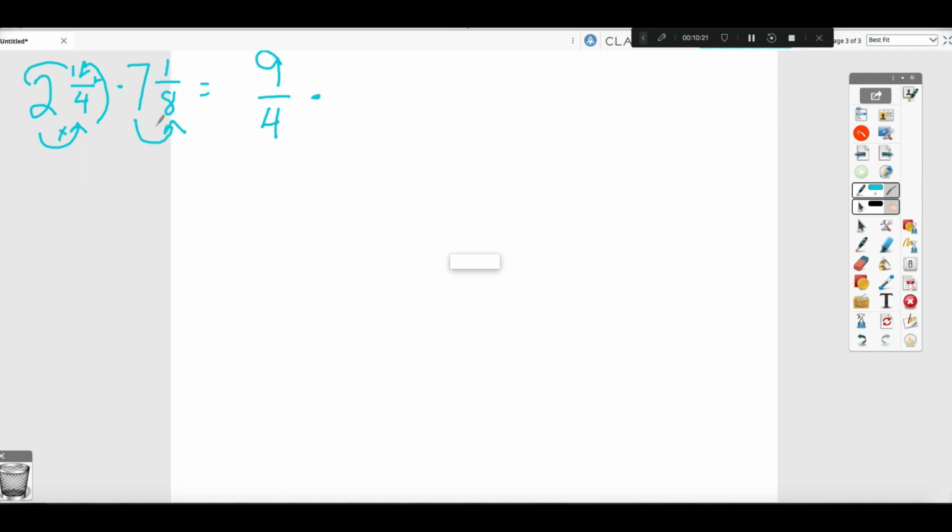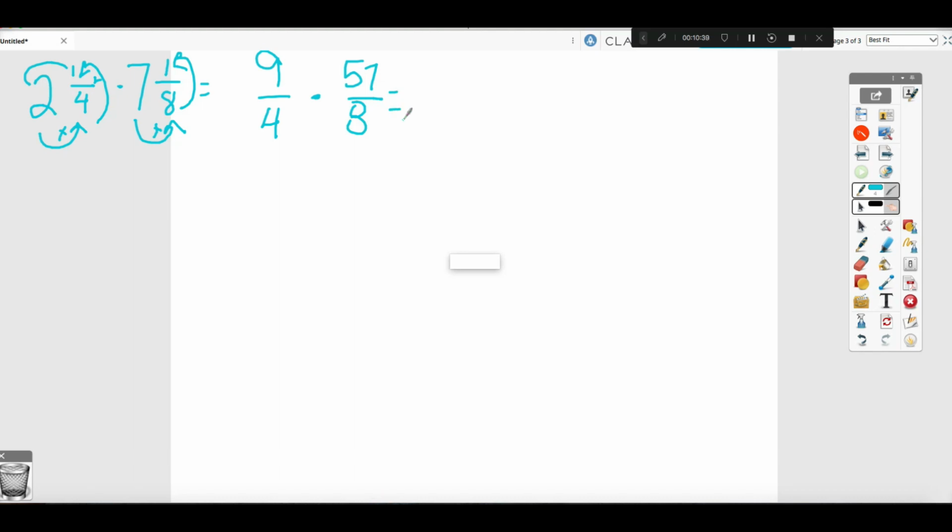We're going to do the same thing to this mixed number here. 7 times 8 is 56, plus 1 is 57, over the top of what? 8. Now I'm ready to multiply.